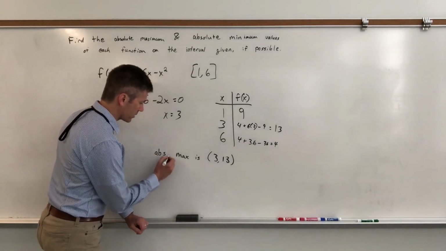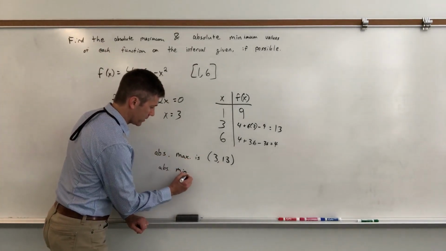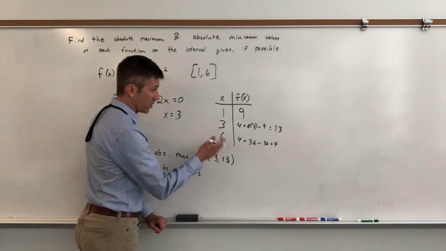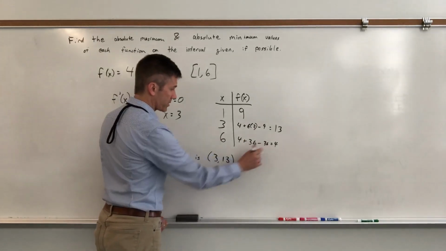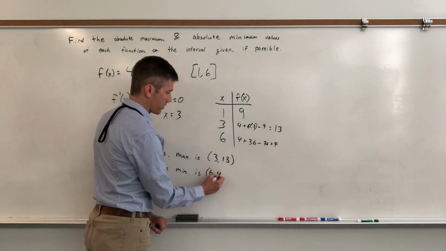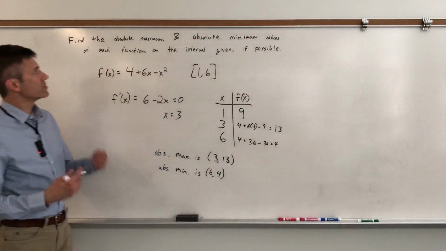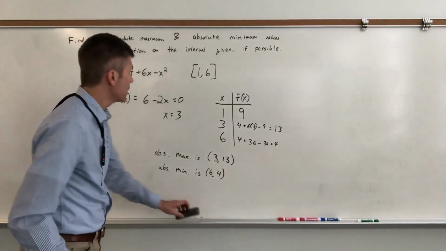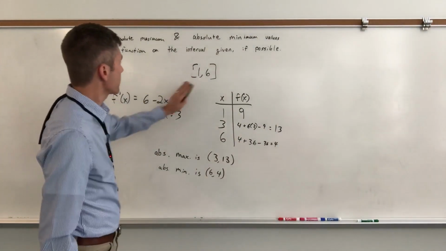The absolute minimum is, well, the lowest y value I see, which would be 4. That'd be 6 comma 4. Okay, so we have just answered this question, and it was indeed possible. Let's move on to the next one. Feel free to pause it if you need to copy something.